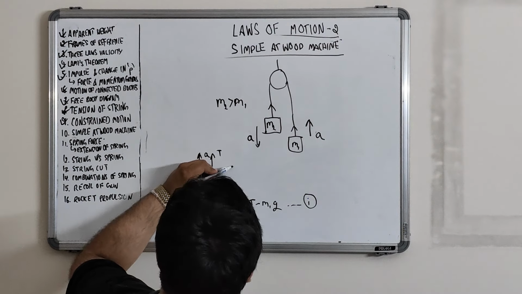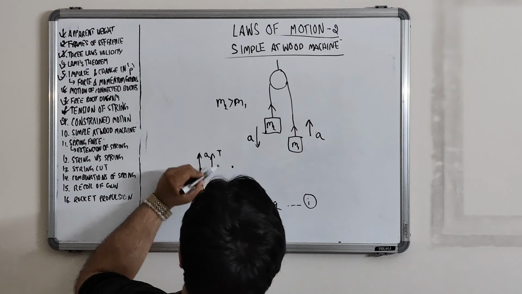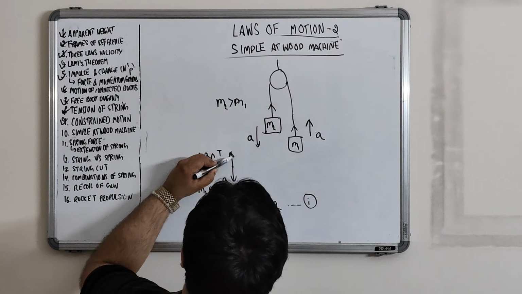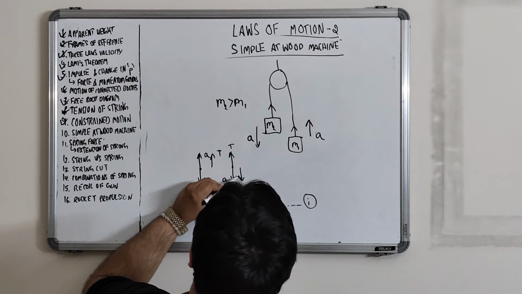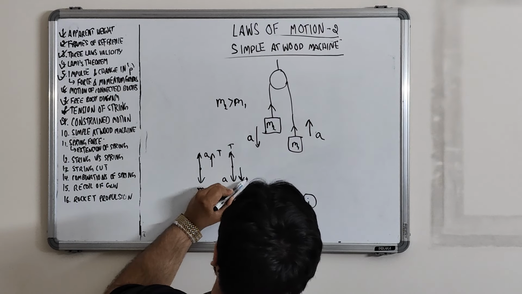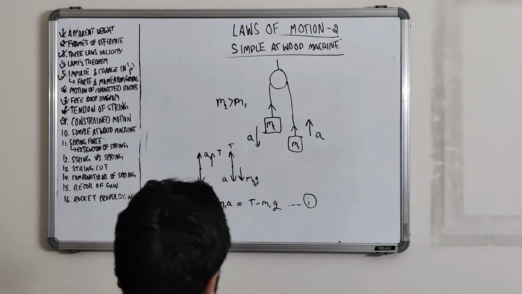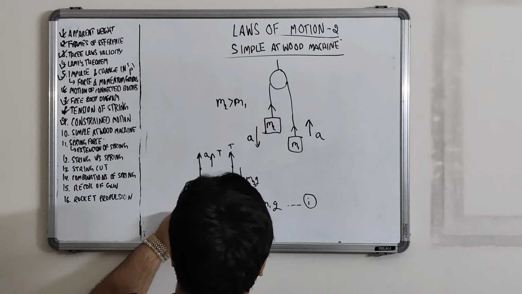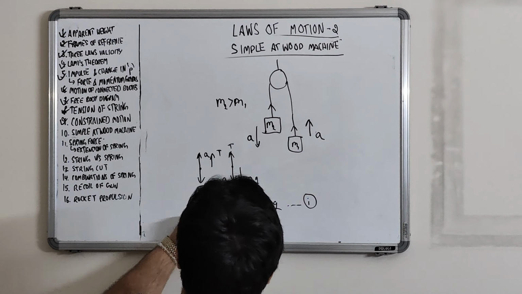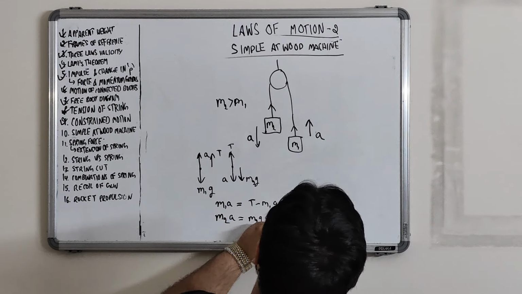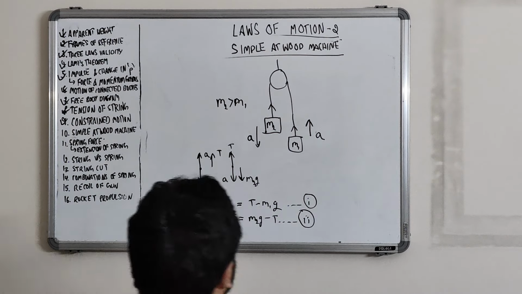Second free body diagram for M2. A is downwards, tension is upwards, M2G is also downwards, right? So M2A is equal to M2G minus T.